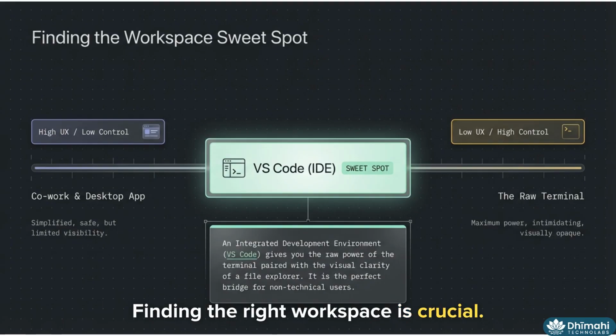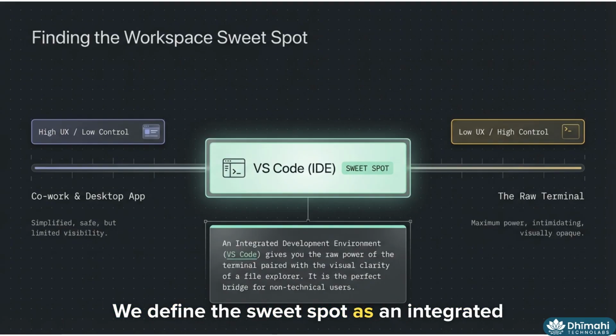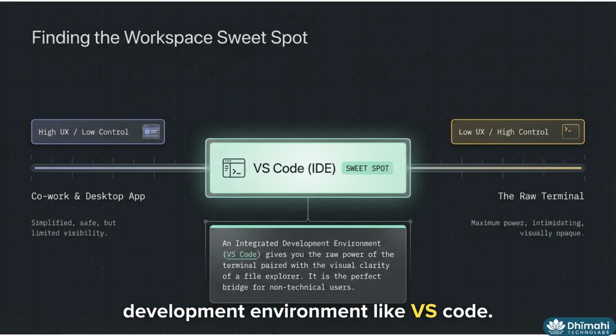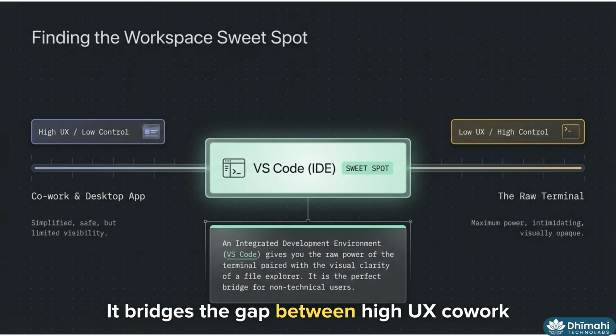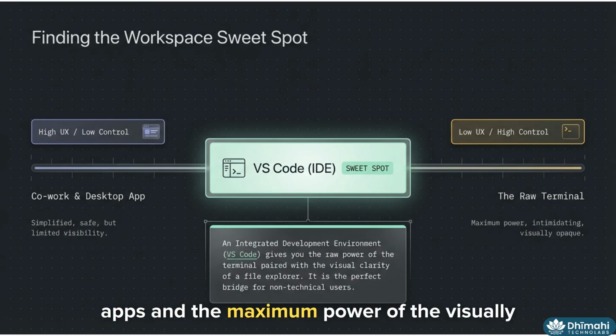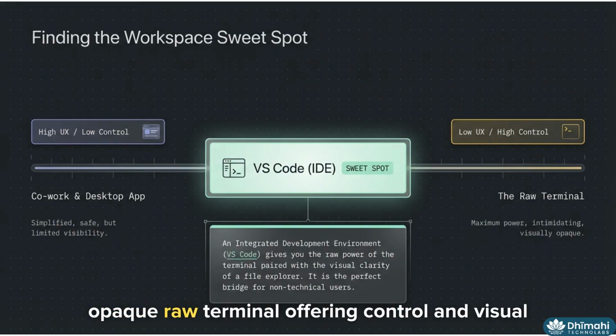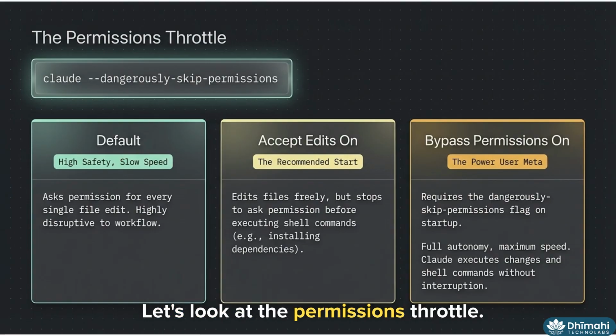Finding the right workspace is crucial. We define the sweet spot as an integrated development environment, like VS Code. It bridges the gap between high UX cowork apps and the maximum power of the visually opaque raw terminal, offering control and visual clarity. Let's look at the Permissions Throttle.